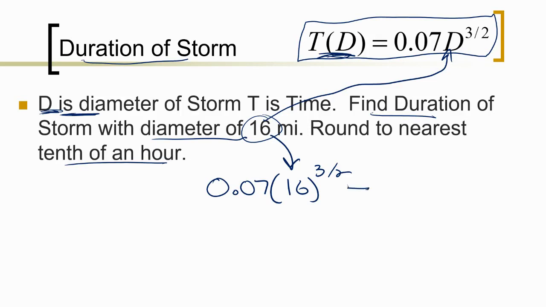So 4.48, and it says nearest tenth of an hour, so 4.48 should turn into our 4.5 hours.